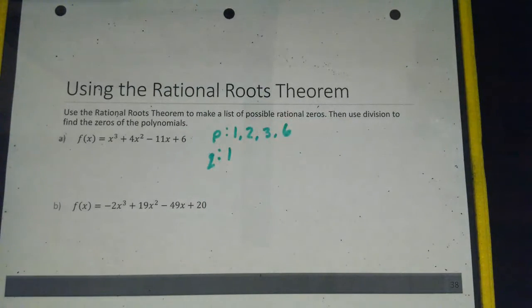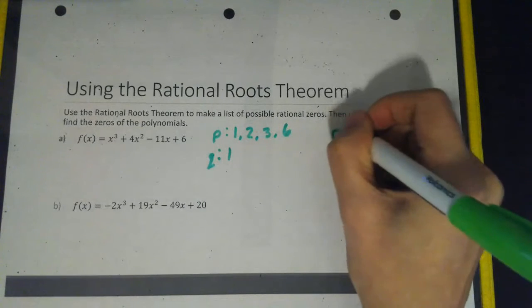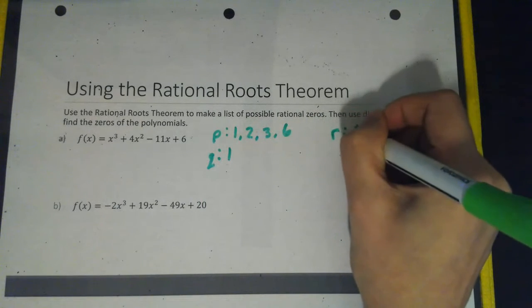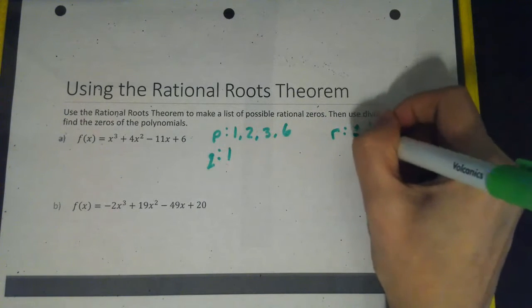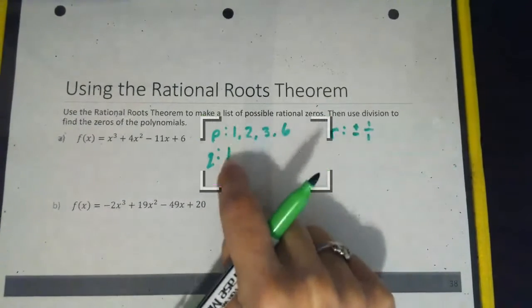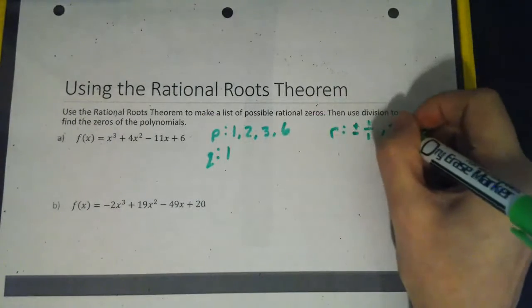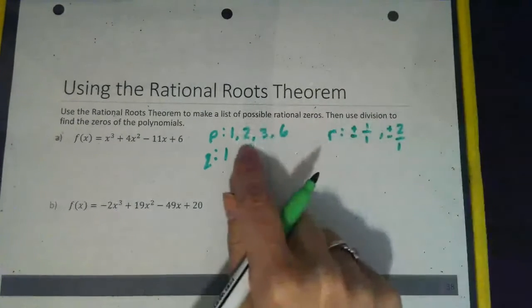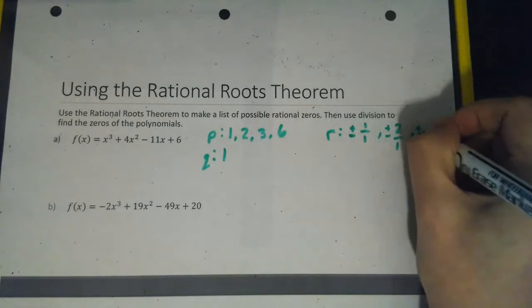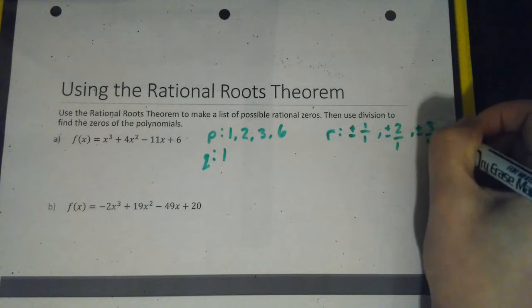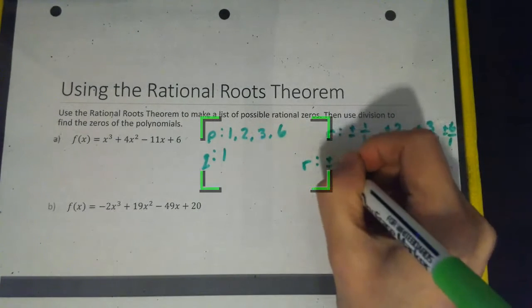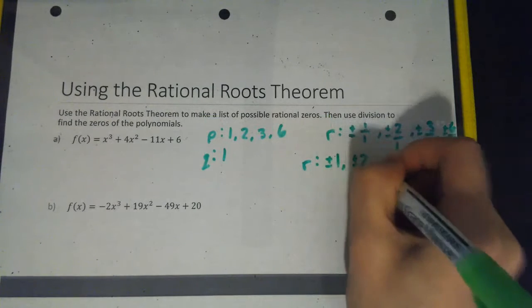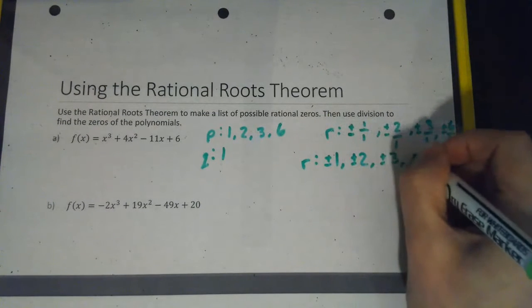So that means our rational zeros r are in the form plus or minus, and then we put all of our p values over q. So we could have plus or minus 1 over 1, so we take p as 1 and q as 1. We could have plus or minus 2 over 1, so if p is 2 and q is 1. We could have plus or minus 3 over 1, and plus or minus 6 over 1. So that means all of our rational roots are either plus or minus 1, plus or minus 2, plus or minus 3, and plus or minus 6.